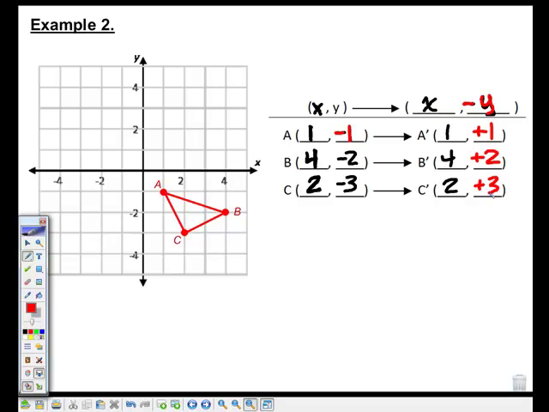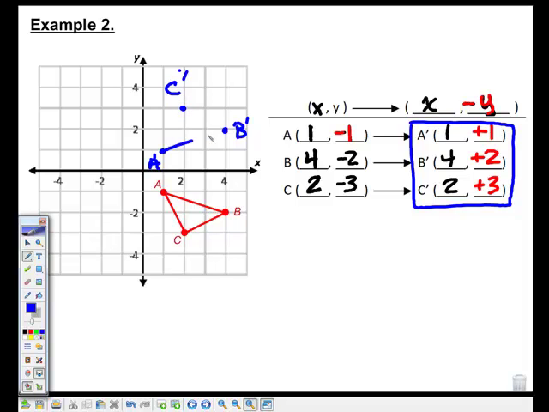And if we now were to go through and plot these coordinates to get our new image, which once again is A prime, B prime, C prime, we're going to plot a point at 1, positive 1. Call that A prime. B prime is going to be at 4, 2, which is out there. And C prime is going to be at 2, 3, which is right there.